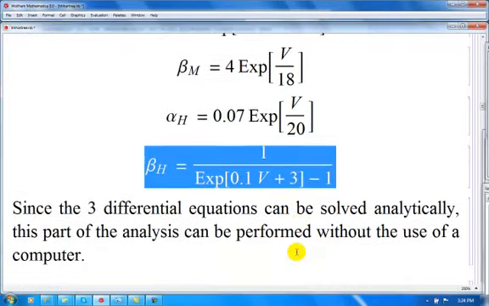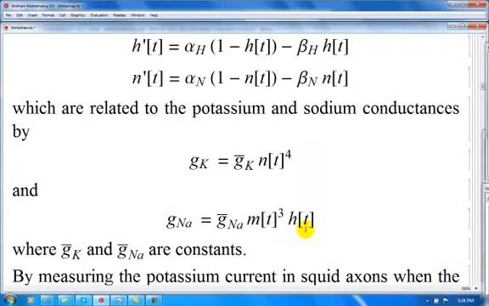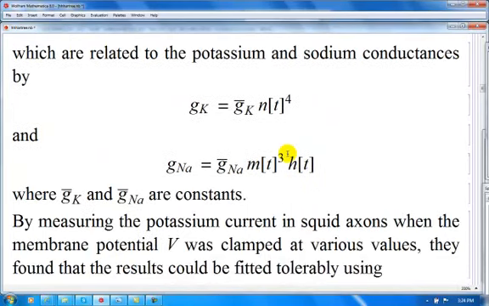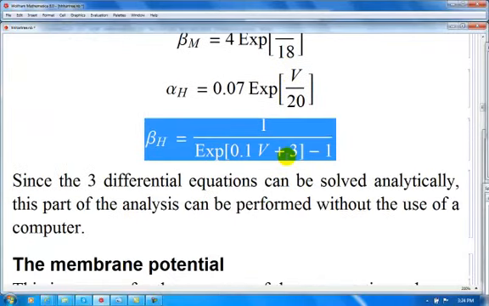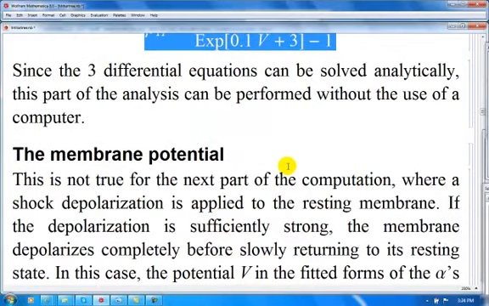Okay, anyway, since the three differential equations for fixed voltages, if we go back here, we can see that they're linear, so they can be solved analytically, so we don't need a computer to do this. Well, not very much. So that was the first part of the analysis. It's called the voltage clamp calculation.